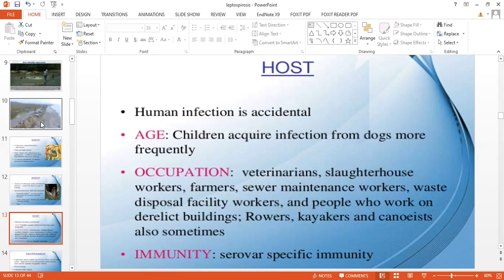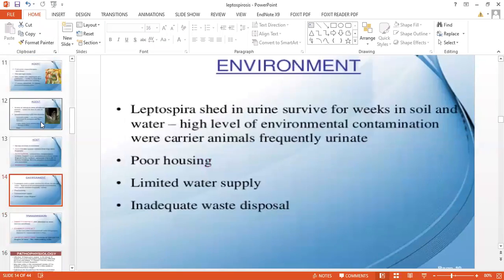work in derelict buildings, rovers, caretakers and gardeners also are sometimes prone to develop this sort of problem. And immunity is specific immunity that they develop.